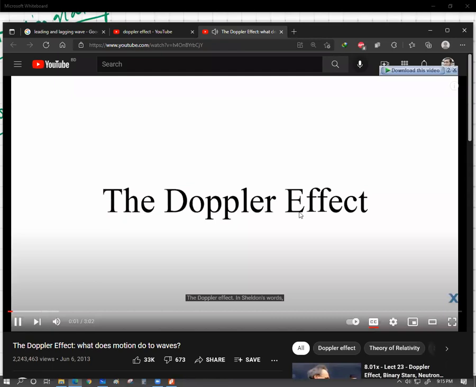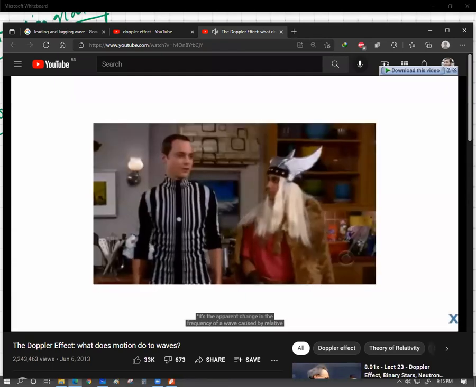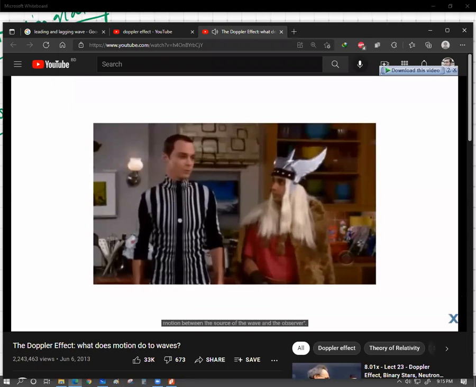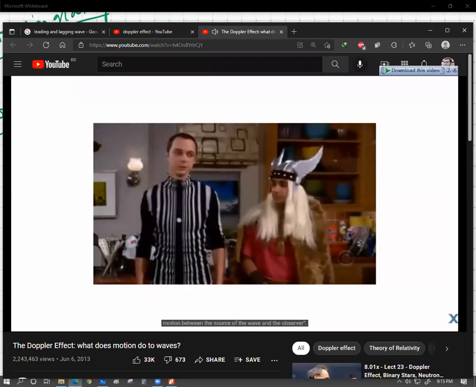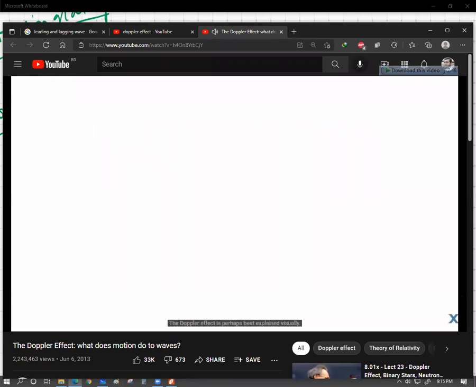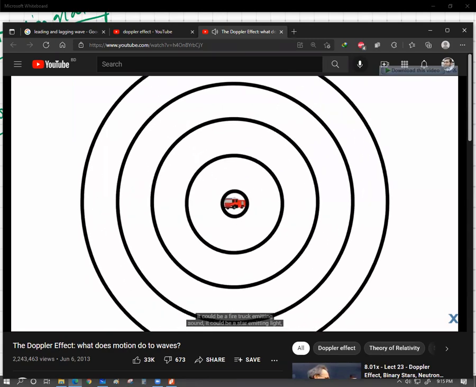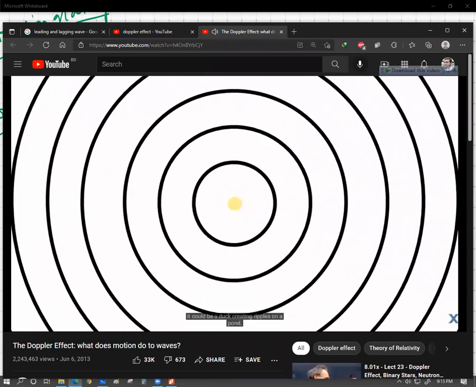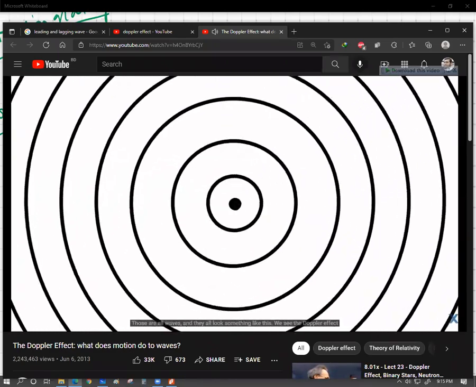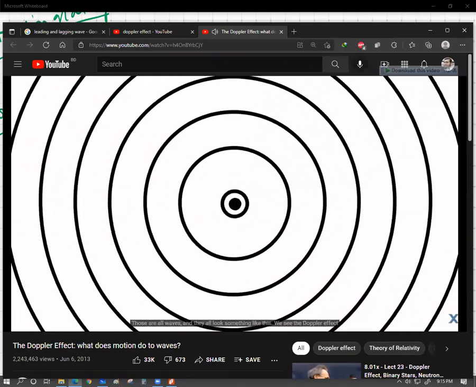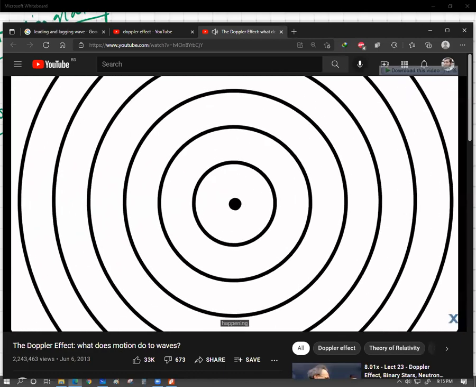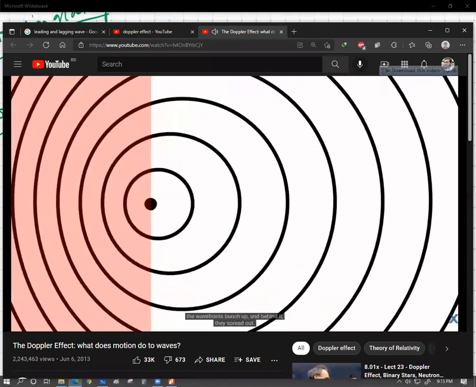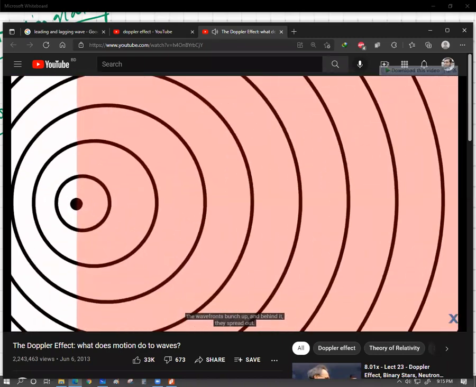The Doppler effect. In Sheldon's words, it's the apparent change in the frequency of a wave caused by relative motion between the source of the wave and the observer. The Doppler effect is perhaps best explained visually. So here's a thing that is emitting waves. It could be a fire truck emitting sound, it could be a star emitting light, it could be a duck creating ripples on a pond. Those are all waves, and they all look something like this. We see the Doppler effect happening when the thing that is emitting waves moves. In the direction it's moving, the wavefronts bunch up, and behind it they spread out.